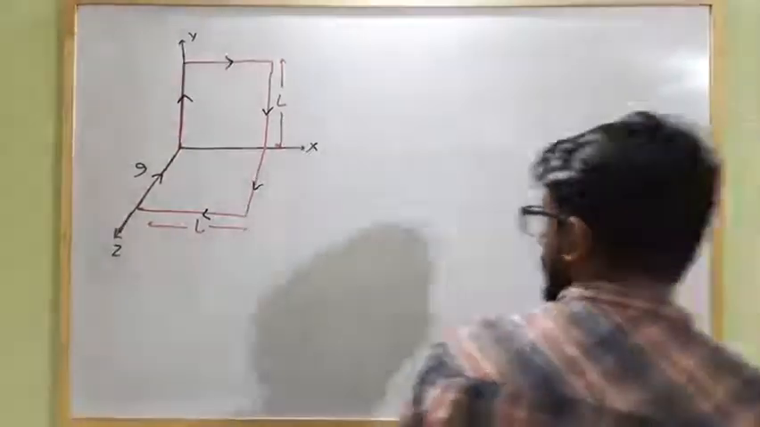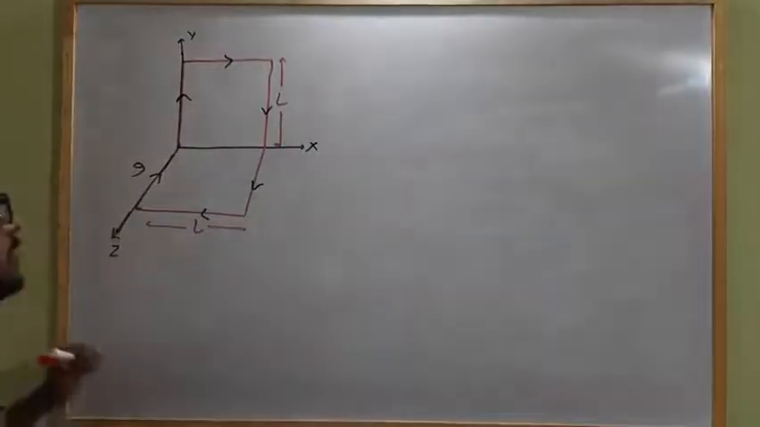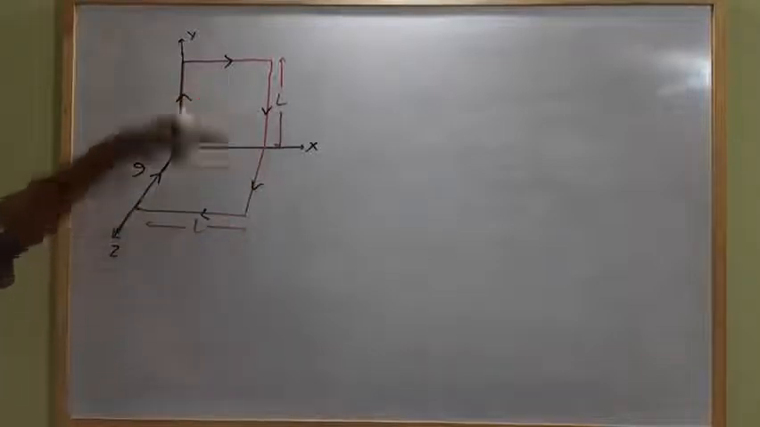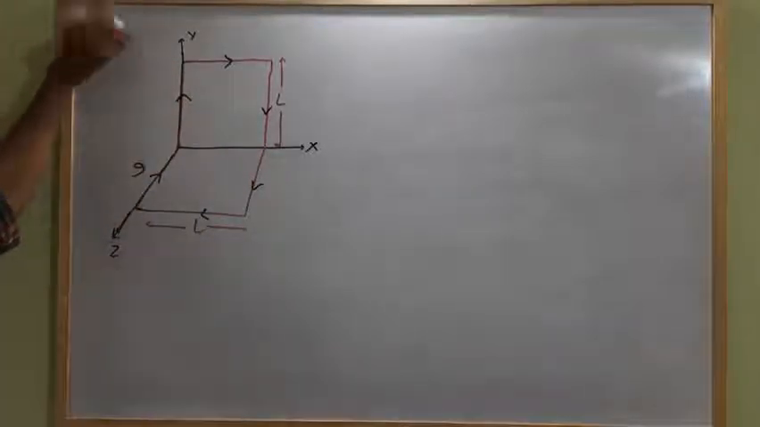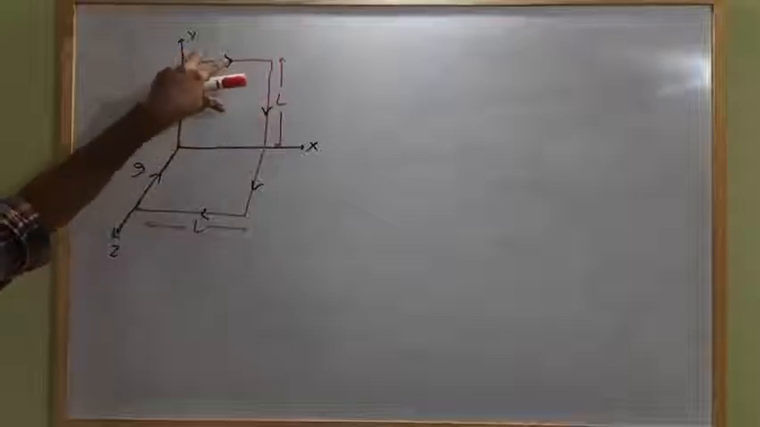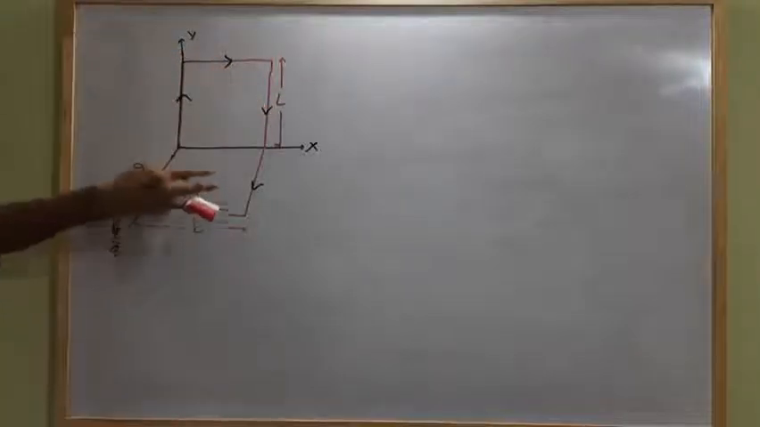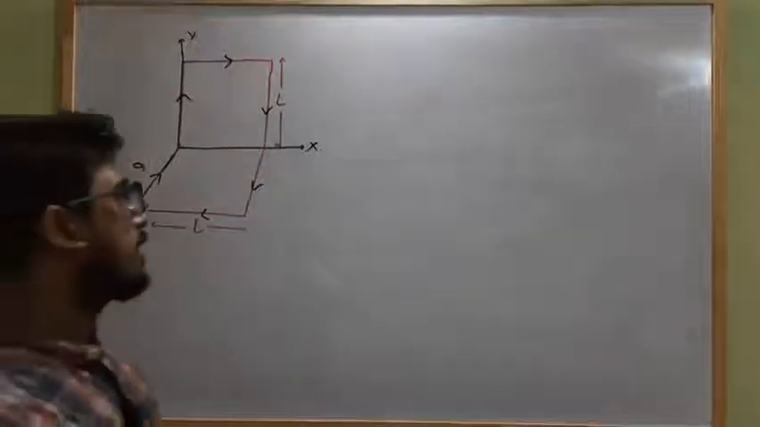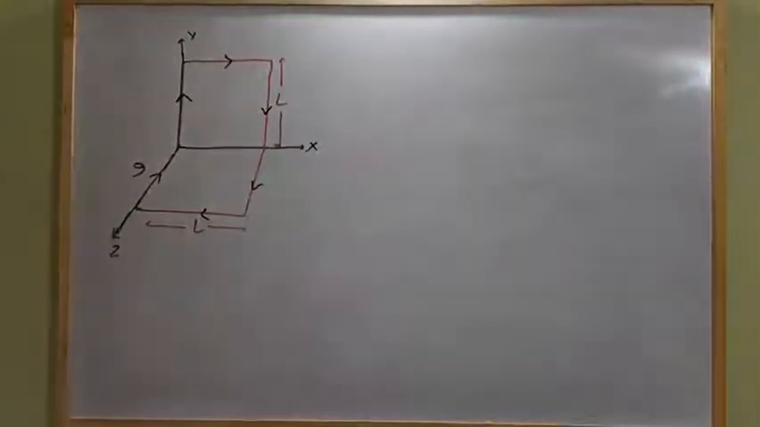So here, how to solve this? This current carrying coil is present in 3D. That means one part of this is present in the YX plane and one part in the XZ plane. So how to calculate the magnetic dipole moment due to this current carrying coil?